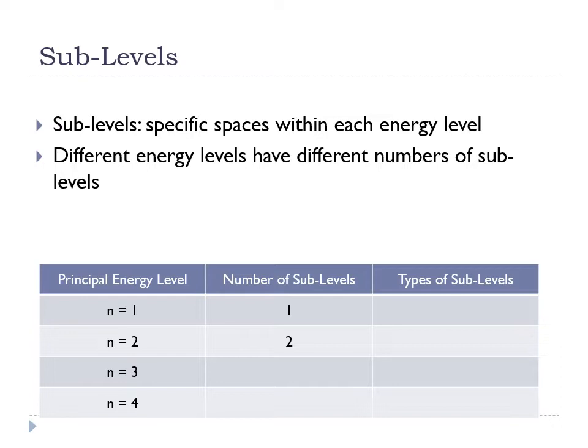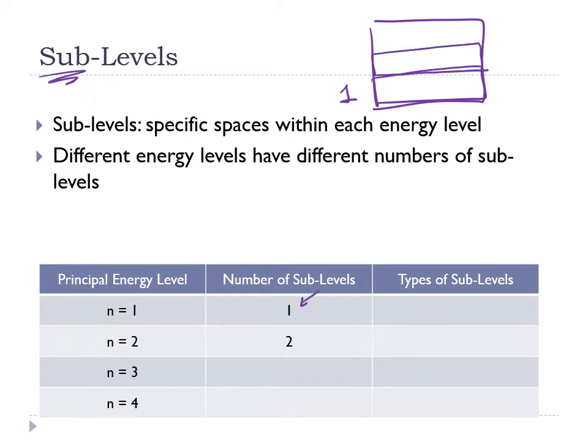Here's where things start to get a little bit crazy. Different energy levels have different sub-levels. So you can imagine there's an apartment building, and on the first floor, energy level number 1, there's only one apartment. In energy level number 2, kind of like the second floor of an apartment building, there are actually 2 apartments, 2 sublevels. Energy level number 3, the third floor of the apartment building, actually has 1, 2, 3 different apartments.